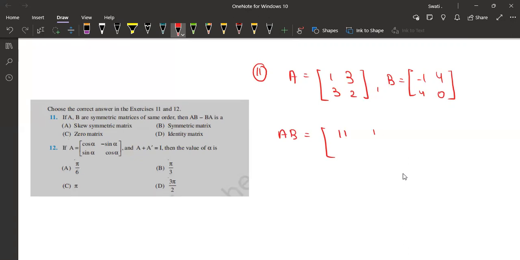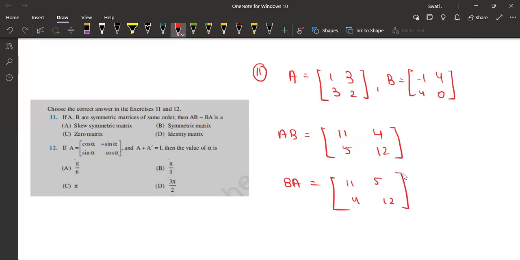1 times 4, 3 plus 0 is 0 only. So 3 times negative 1, negative 3 plus 8, that is 5. And then 12 plus 0 is 12. This is AB. And if I try to find BA, because you know how to do this matrix multiplication from the first two videos, the answer of BA is simply going to be 11, 5, 4, 12.